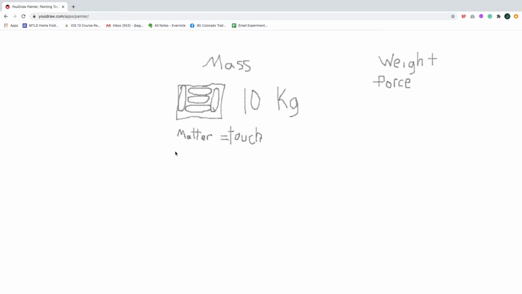So mass hardly ever changes. I'm just going to write never changes. Maybe there's a way I can type on this program or something. Never changes.